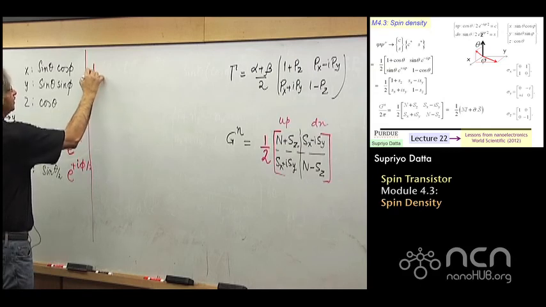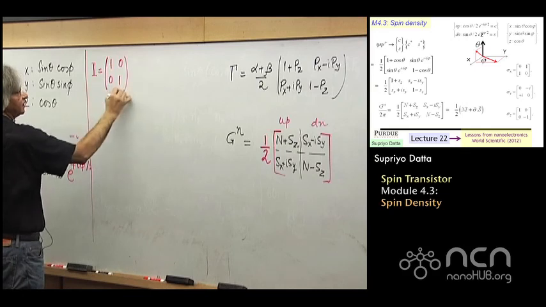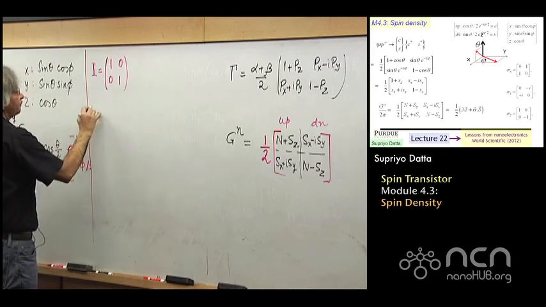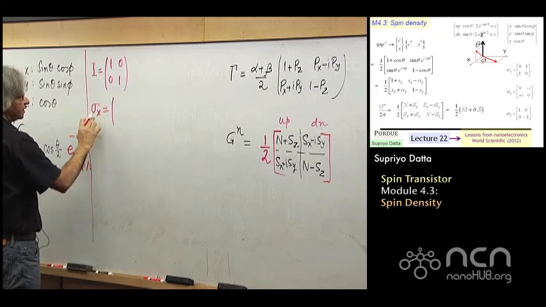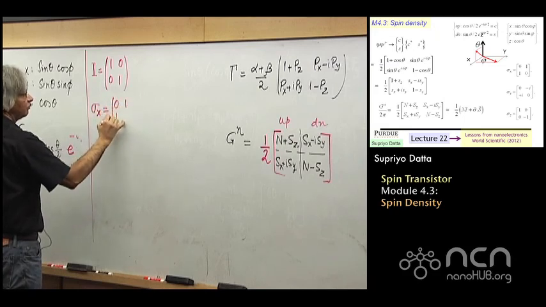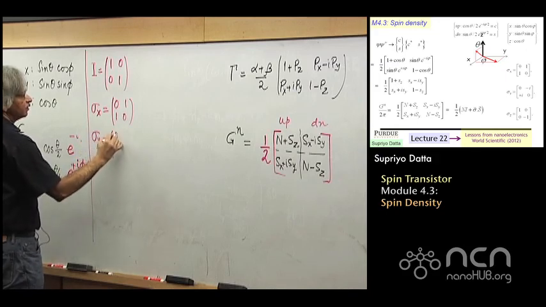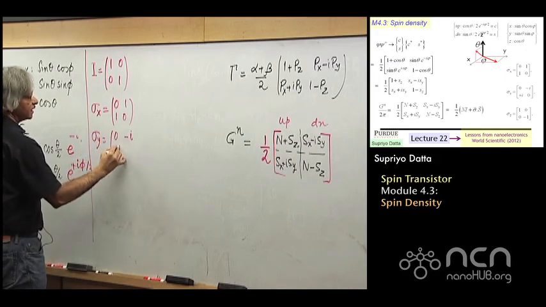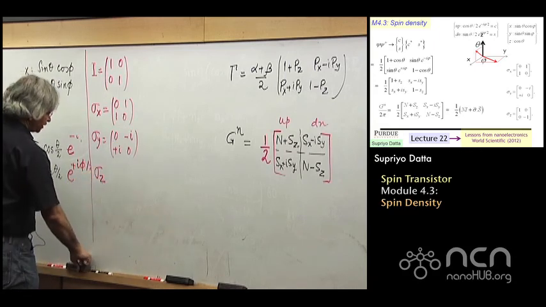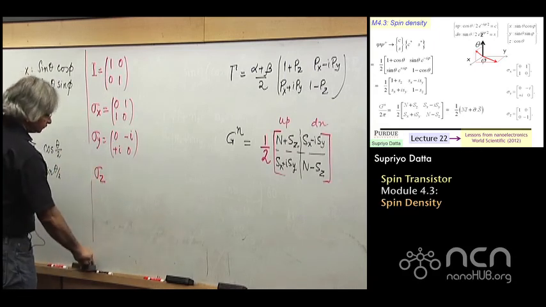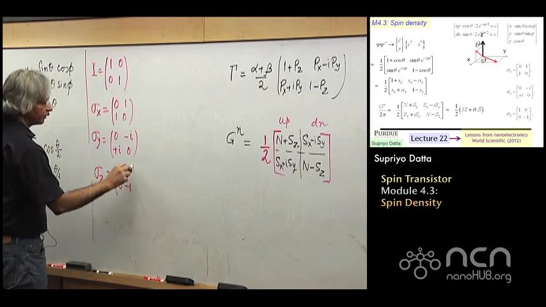So identity matrix we all know, that's this 1, 0, 0, 1. That's the identity matrix. Now, the Pauli spin matrices, there's a sigma x which is written as 0, 1, 1, 0. Then there's a sigma y which is 0, minus i, plus i, and 0. And then there's a sigma z which is 1, 0, 0, minus 1.